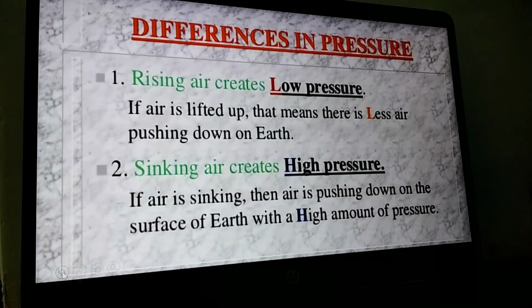Now, differences in the pressure. Rising air creates low pressure. If air is lifted up, that means there is less air pushing down on earth. Sinking air creates high pressure. So if air is sinking, the air is pushing down on the surface of the earth with a high amount of pressure.